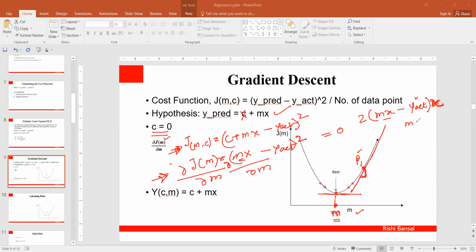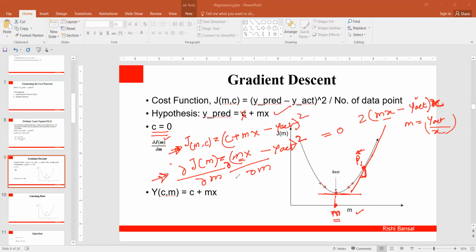Now the m term will be something like y actual, some change by x, something like that, right? So this is what happens. Suppose at first time you get this point, because you don't know what is the correct value of m. That's what you are trying to do by differentiating with respect to m.